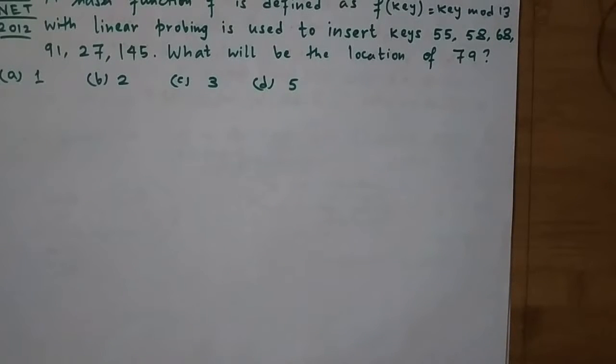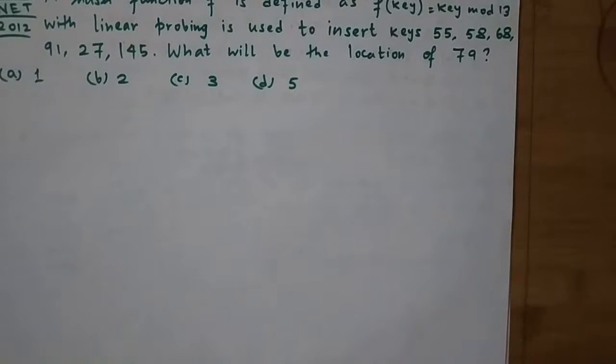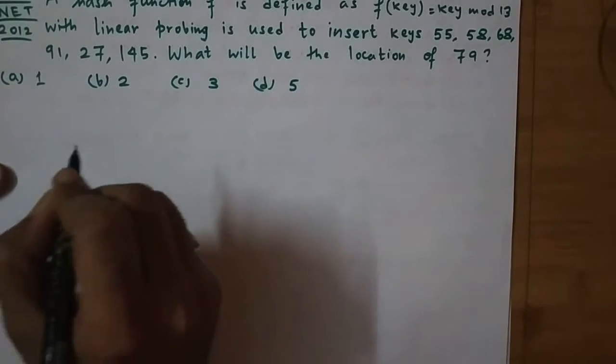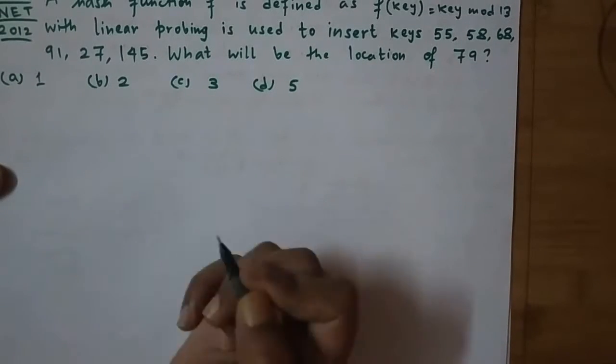We have been given a hash function and a number of key values, and we are asked to find the location of a particular key value, 79. The main thing that we have to answer before moving on to solving this question is, what is the size of my hash table?